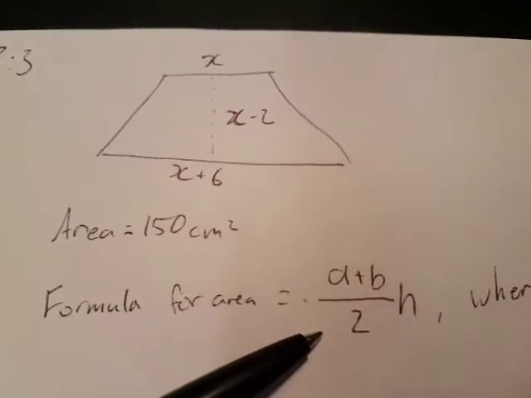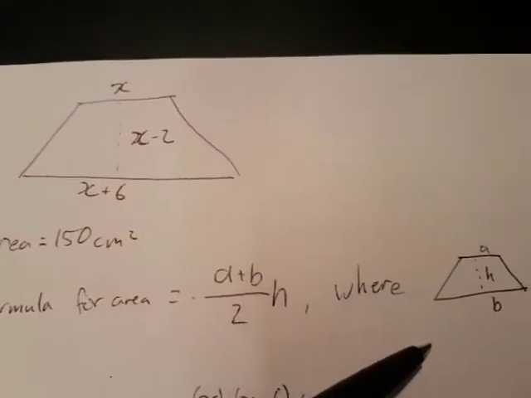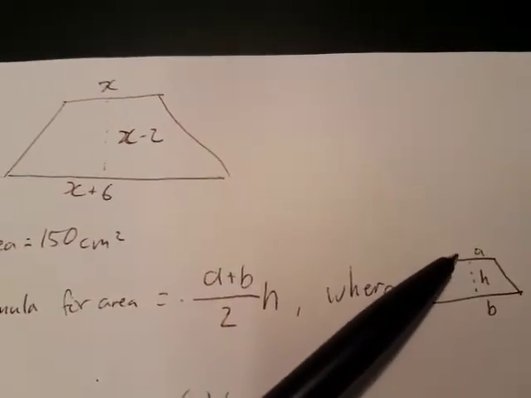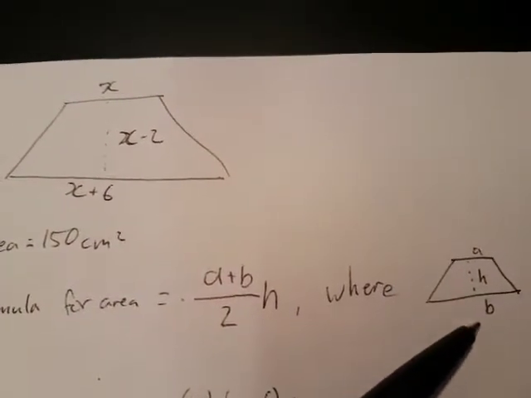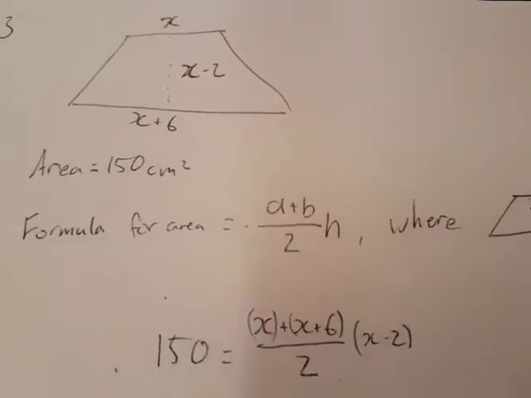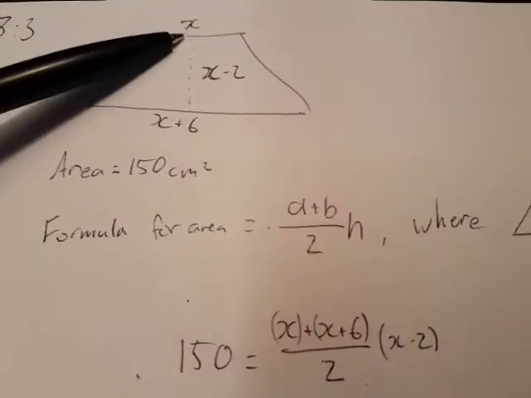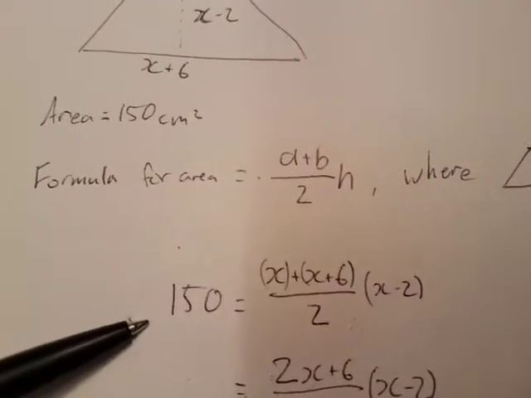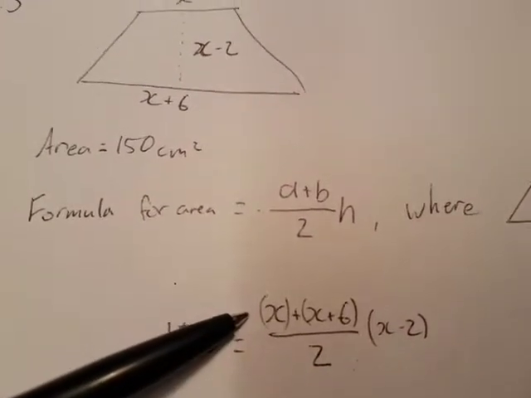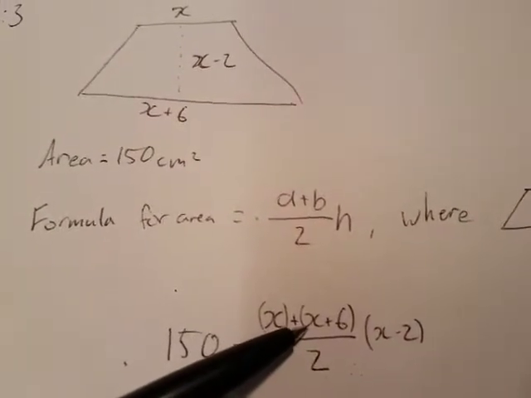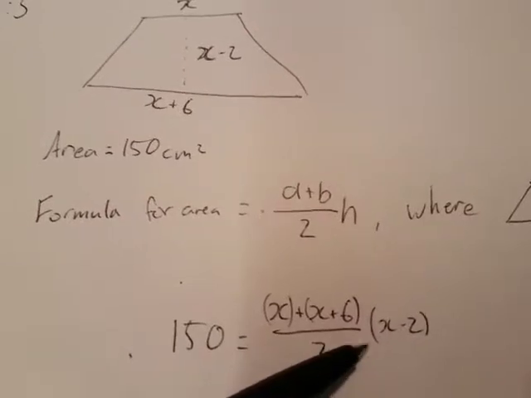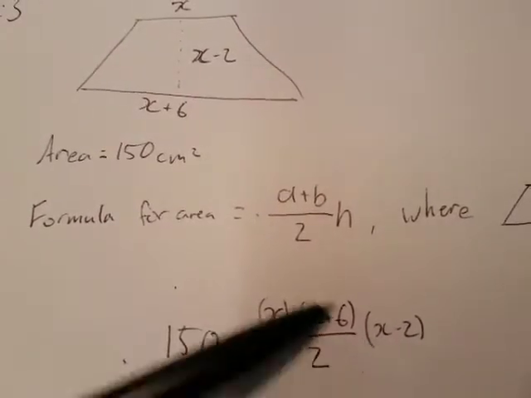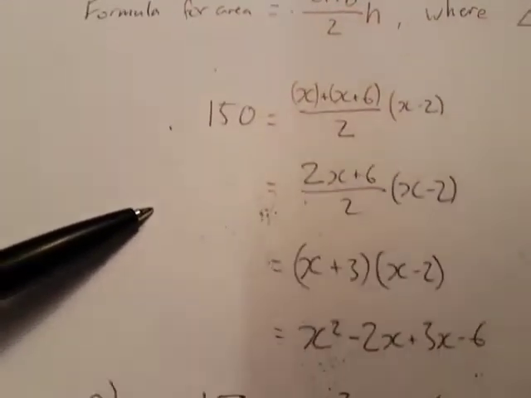Anyway, so writing in the formula for area, according to this, where A is the smaller side, H is height, and B is the longer side. So substituting in our values up here gives me the area equals the length of the short side, x, plus B, the length of the longer side, divided by 2, multiplied by the height, which is this x minus 2.